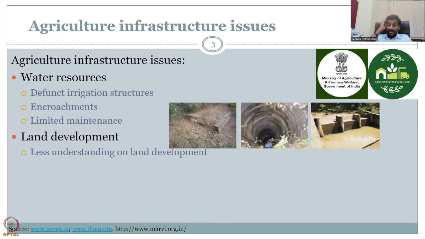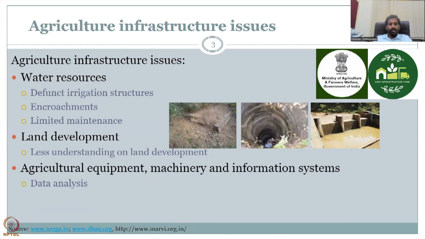There is less understanding of land development, or sustainable land development. That is a critical issue in agriculture infrastructures. People want to just demolish and say it's going to be converted to agriculture land. That is not easy and that is not correct. For example, you cannot cut forest and then use it for agriculture.